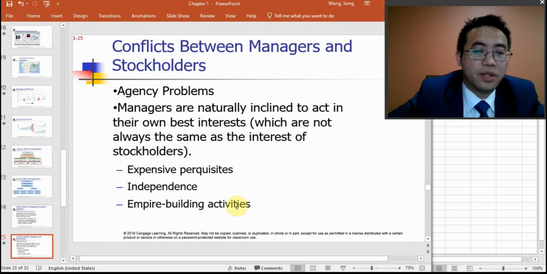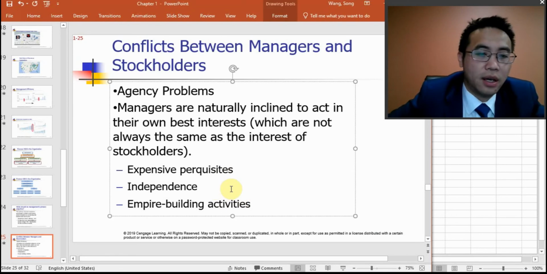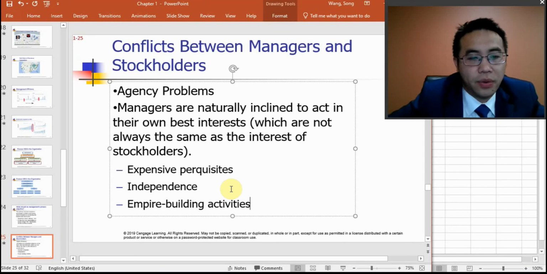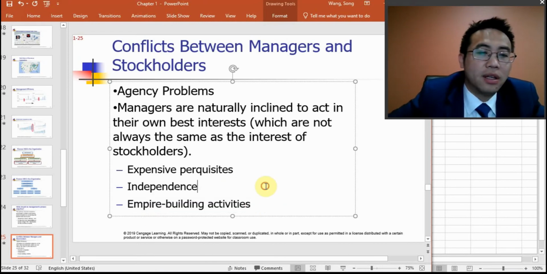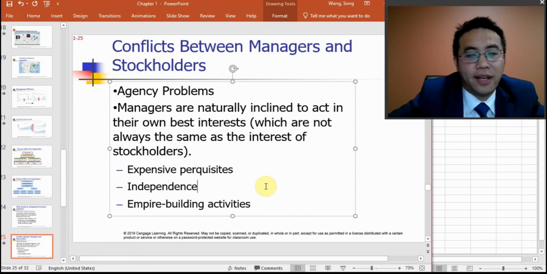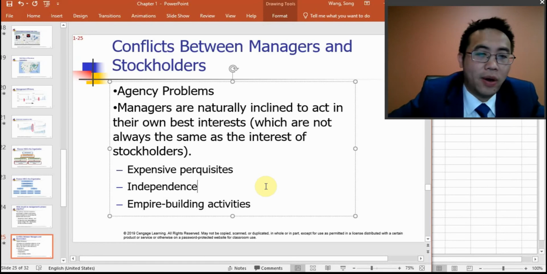They could also waste the company's money to entrench themselves. To do this, they can use the company's resources to be independent from the monitoring of the shareholders. And also, this is my favorite, empire building activities. The managers have egos, and they sometimes achieve that ego by acquiring other companies so they could have more assets under control and more employees under control.